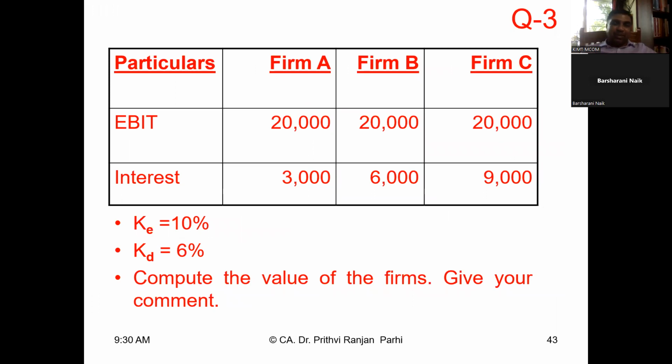Friends, I will show you an example now. Let us say there are 3 firms. All of them are having EBIT, earnings before interest and taxes, of 20,000 each. Interest is 3,000, 6,000, 9,000. That means firm A is having low debt because interest is low. Firm B is having moderate debt. Firm C is having high debt. And in all 3 cases, KE is 10%, KD is 6%. Compute the value of the firm.